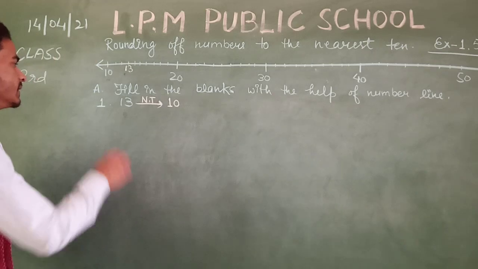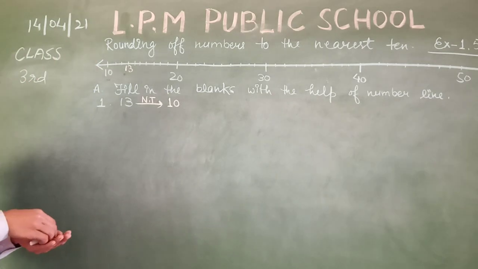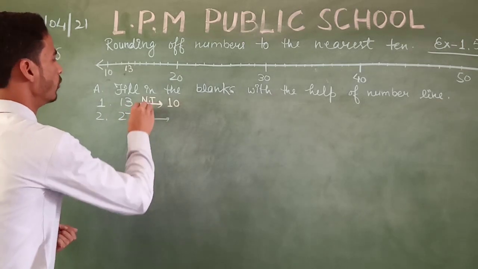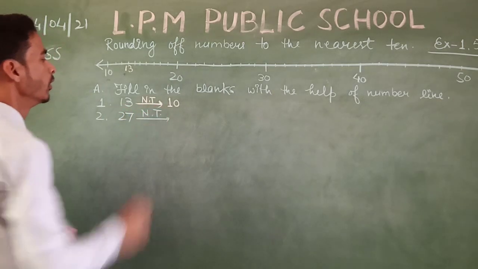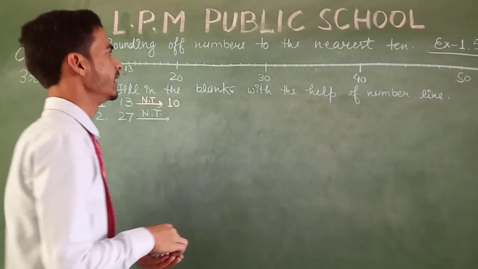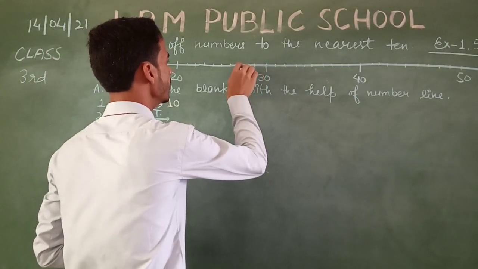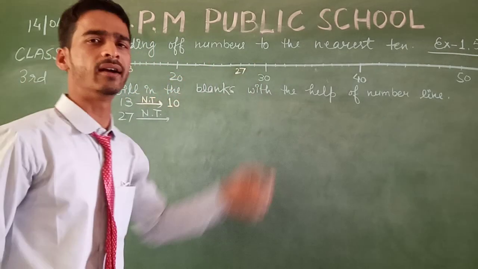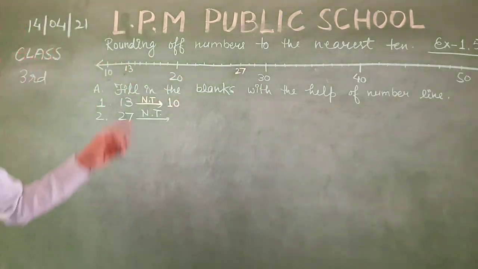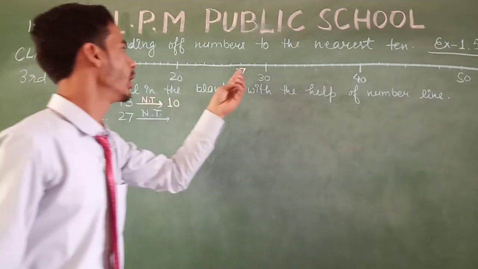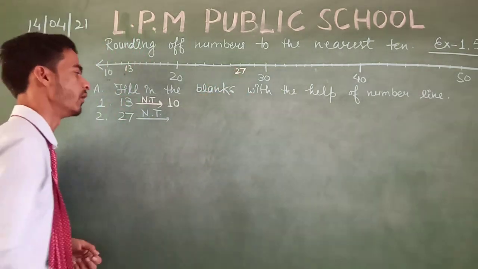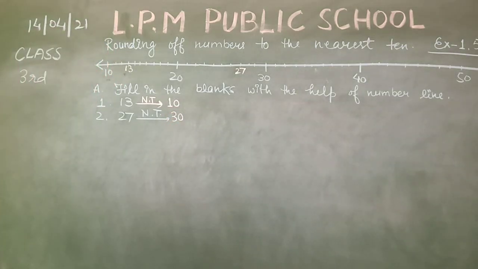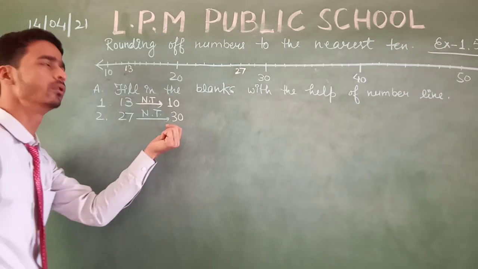The next question is 27. The second question is 27 and we have to round it off to the nearest 10. You know that 27 is between 20 and 30 but closer to 30. So 27 is rounded off to 30.